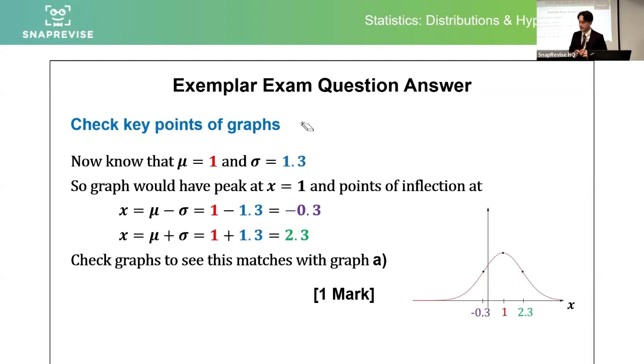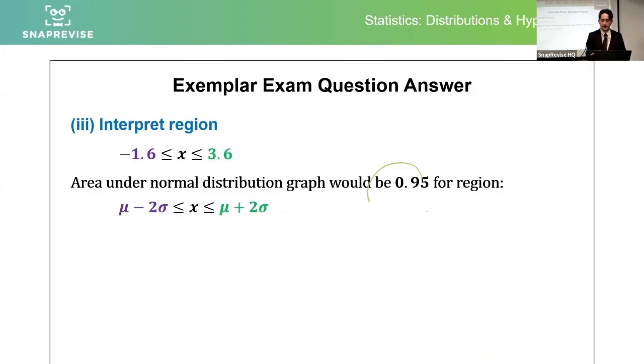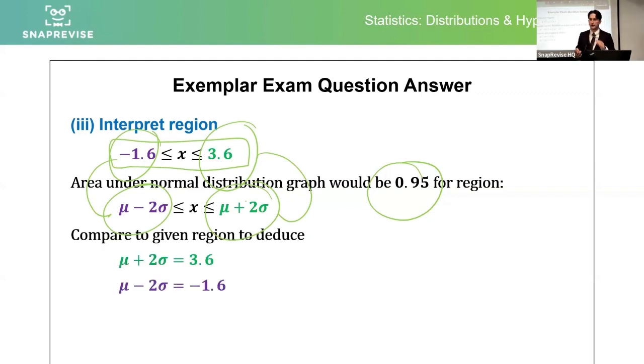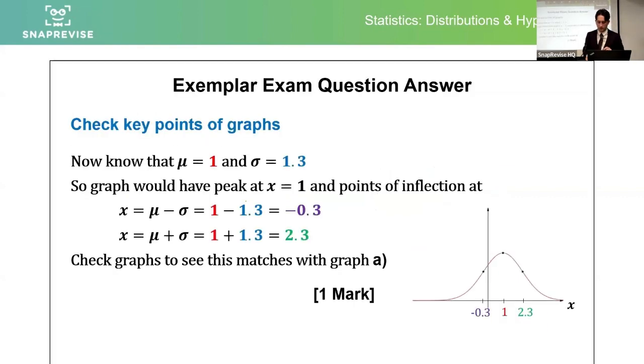Now we'd already narrowed it down to A and B. But just to revisit that, because I know that was quite quick, we were using that fact we mentioned earlier, that 95% of the stuff lies within 2 standard deviations of the mean. So we know the region we're looking at, and this and this must represent mu plus or mu minus 2 standard deviations. So we can form simultaneous equations to find out what mu and sigma would be. So this was again a matchup and a process of elimination, and we can see that that would be graph B.